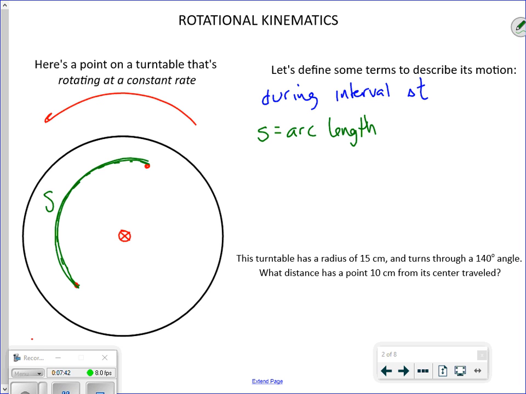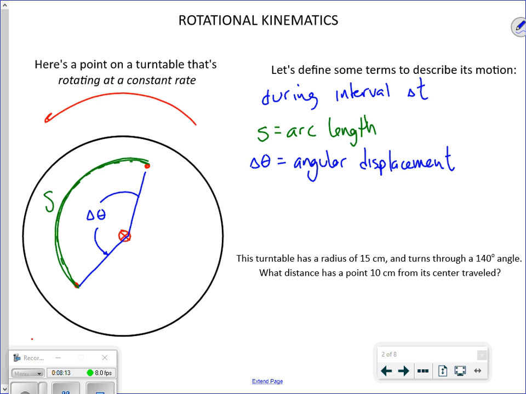And that's a distance. All right? What we're going to be a little more apt to talk about is, that's a distance. We've talked about distance before, but what this disk has done is moved through some angular displacement, delta theta. All right, so over some amount of time, this disk experiences some angular displacement.